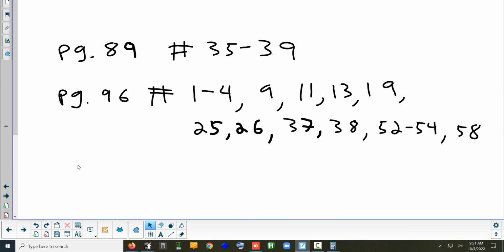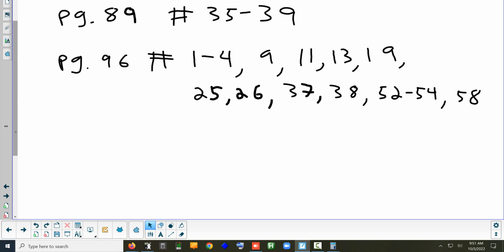All right. So the homework on page 89, that's a break-even point problem. So it just involves making a graph and finding an intersect. And that's it for page 89. Page 96 has a few linear problems to solve and a few quadratics. Let me just check number 58.